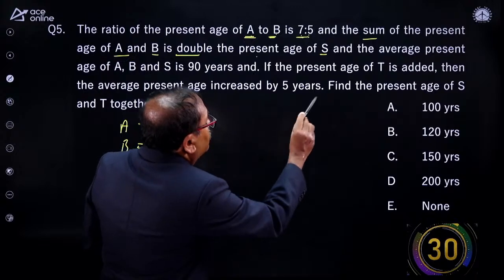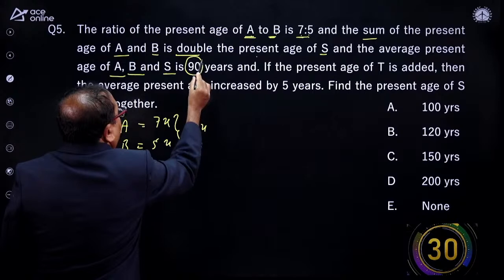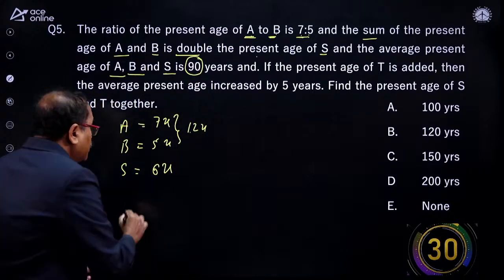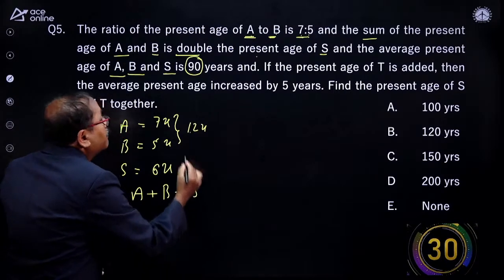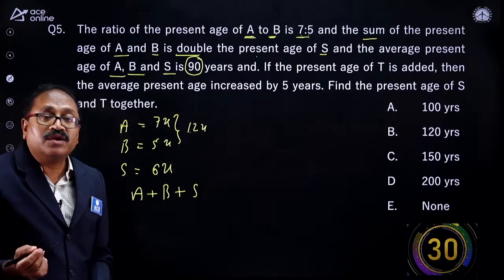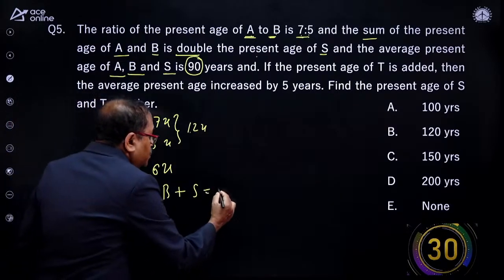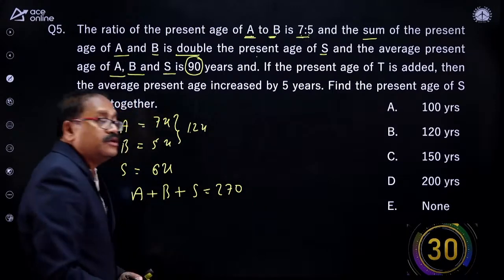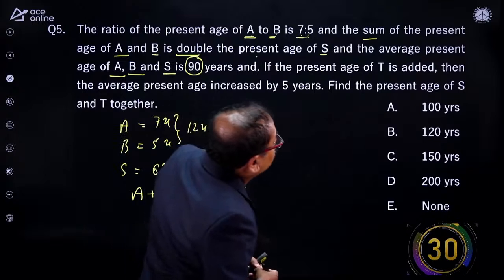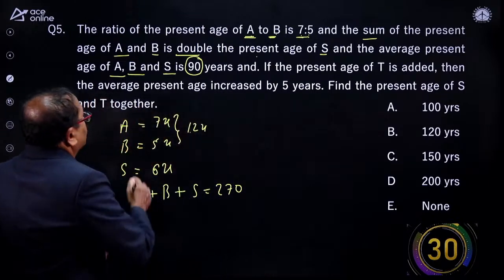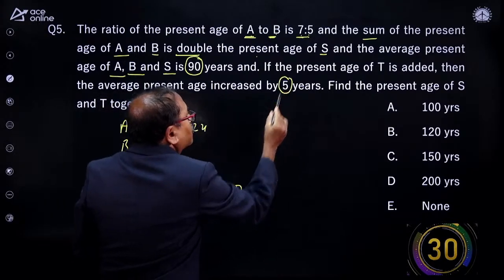Then if the average present age of A, B and S is 90 years. अगर A plus B plus S की एवरेज अगर 90 है, टोटल कितना होगा? 3 people हैं, 90 into 3 is 270. So take 270. ये भी दिया हुआ हमारे पास. Okay. What is next? If the present age of T is added, the average present age will increase by 5.